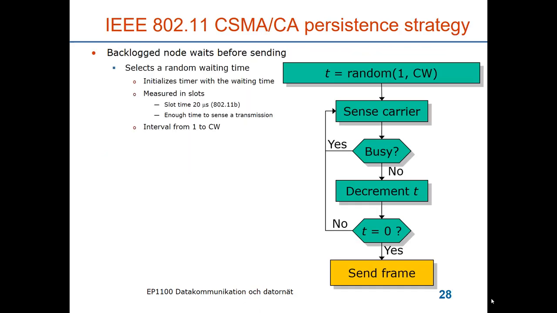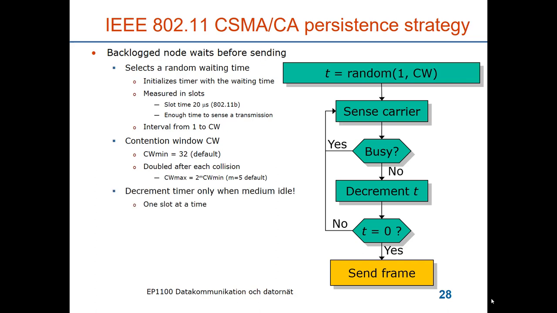So we said backlogged nodes wait before sending. They select a random waiting time. Then they sense the carrier, first always for a DIFS. And then it starts to enter into the contention period. If it's busy for a slot, then it continues to sense the carrier. If the slot is not busy, then it decrements T. And once T gets down to 0, then the frame can be sent. The contention window default is 32 slots. And if a collision occurs, then the contention window is doubled. And this goes on for 5 different collisions after one another. And as I said, the timer is only decremented when the medium is idle, one slot at a time.